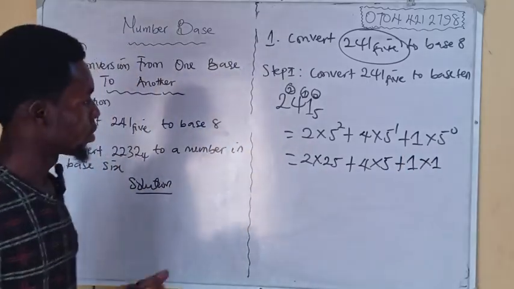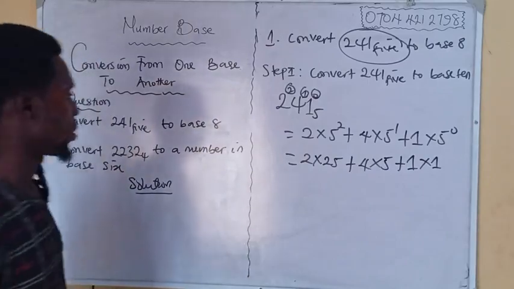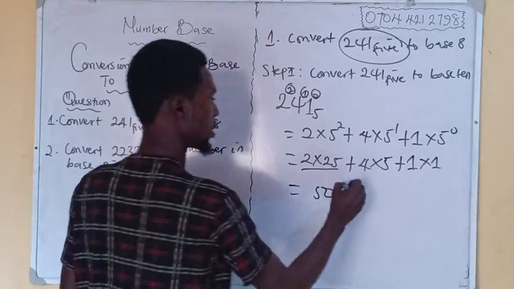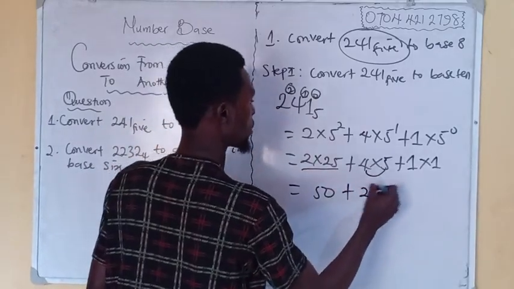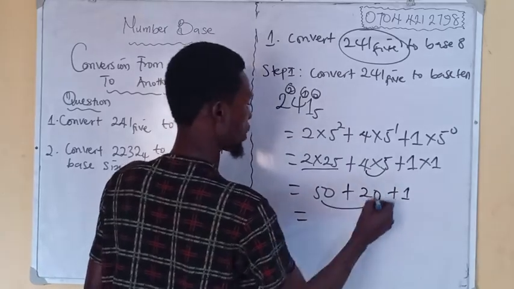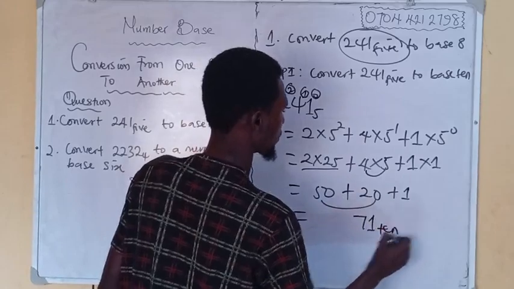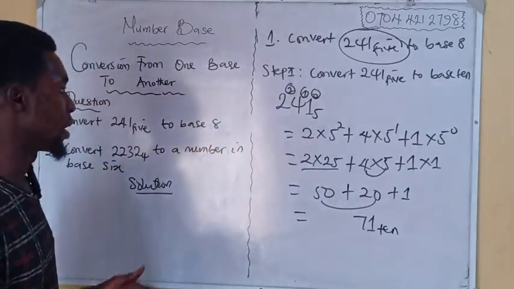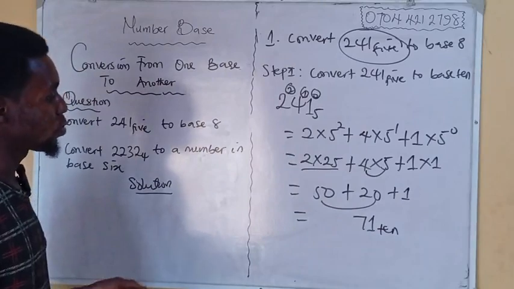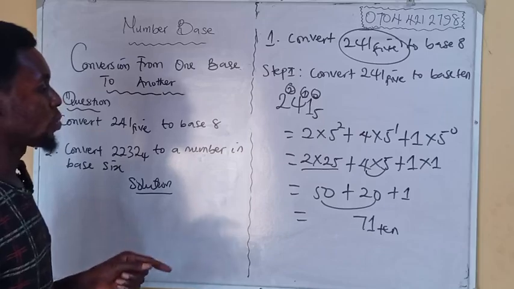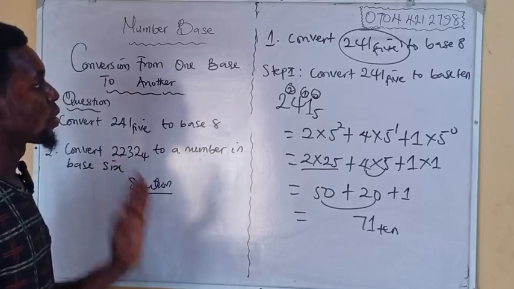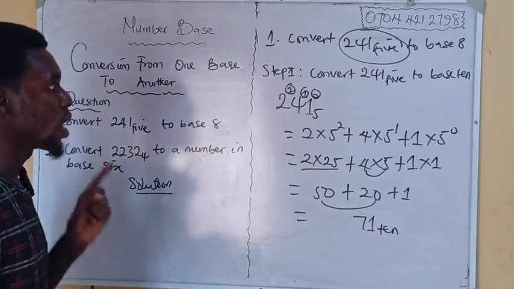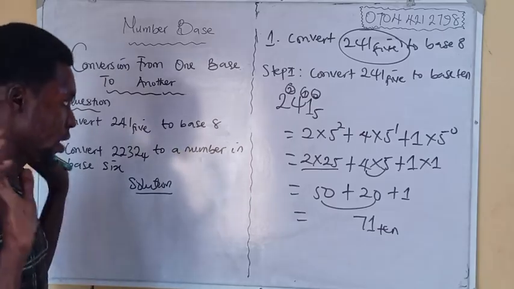Now you are familiar with this, you know how to do this, so we don't have to waste time. So 2 times 25 is 50. And then you have this is 20 and this is 1. And you're going to have them added together and give you this. So 241 in base 5 is equivalent to 71 in base 10. So what we have to do next is to convert this 71 that we have gotten in base 10 to a number in base 8. Remember, this 71 in base 10 is equivalent to our 241 base 5.